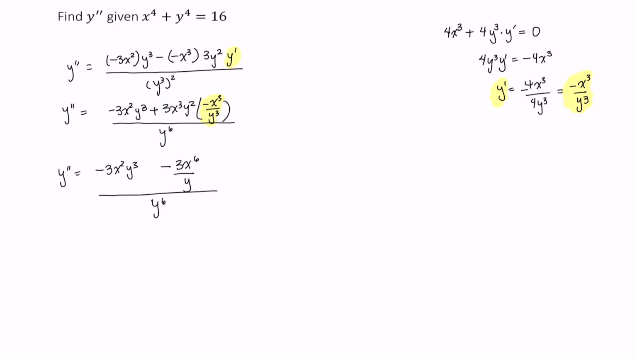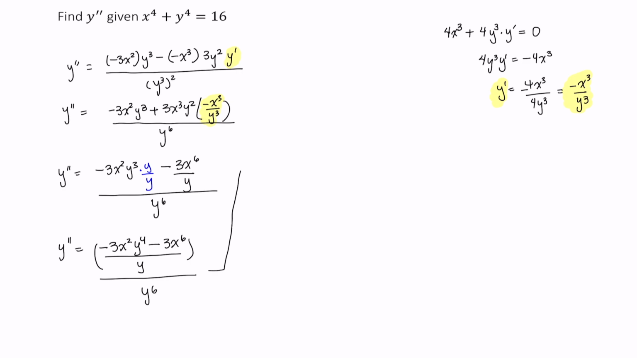So in order to clean this up a little bit, that is simplify, I want to make sure I combine the numerator by multiplying this one that is not a fraction, this part, by the same denominator, which happens to be y. So I'm going to multiply by y over y to get y double prime is equal to negative 3x squared y to the 4th minus 3x to the 6th divided by y, then this entire quantity divided by y to the 6th. Now that I'm running a little low on space, I'm going to move my work over here.